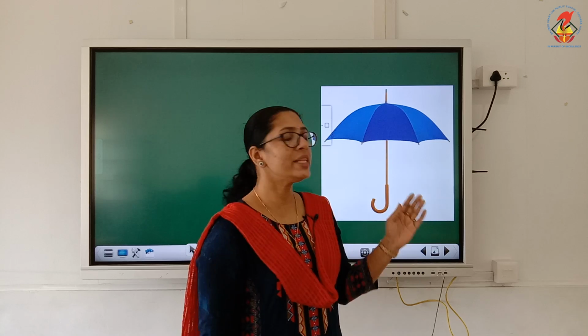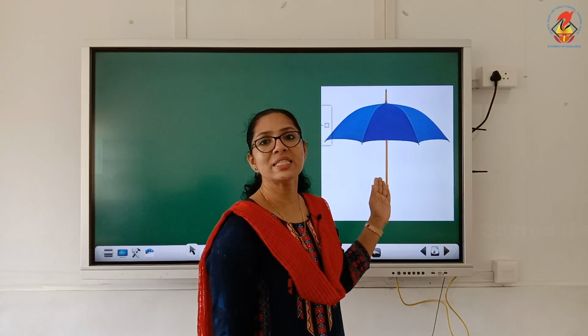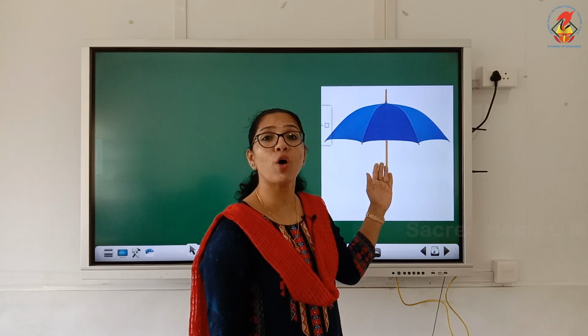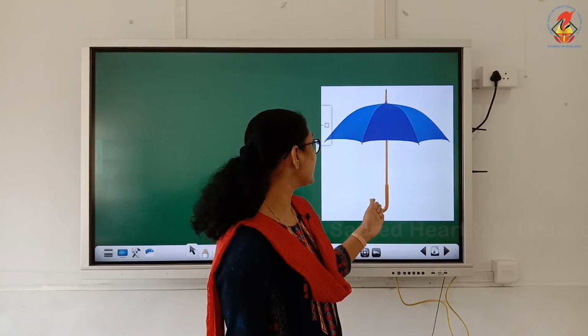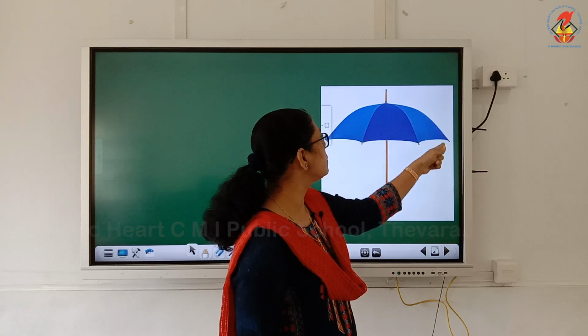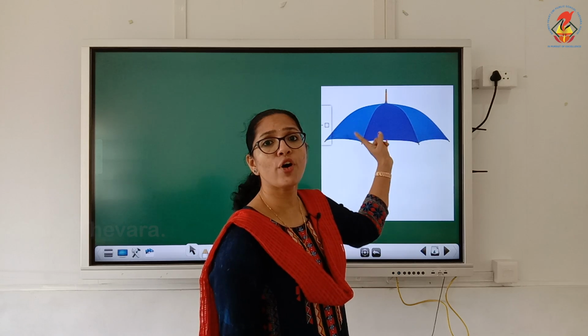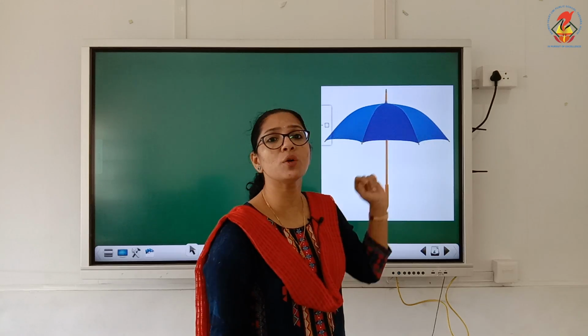Children, in this picture, what is this? Umbrella. You can see some lines that you have already learned. Standing line, sleeping line and curve. ഇതൊക്കെ നമ്മൾ already പഠിച്ചു കഴിഞ്ഞതാണ്. Now look at this curve. Is it a backward curve? No. Is it a forward curve?